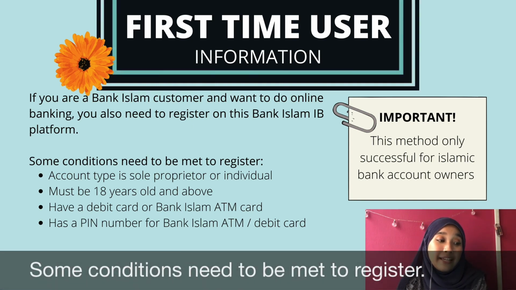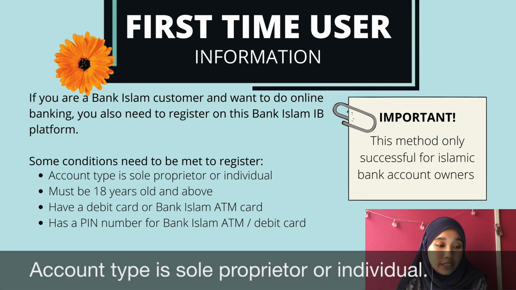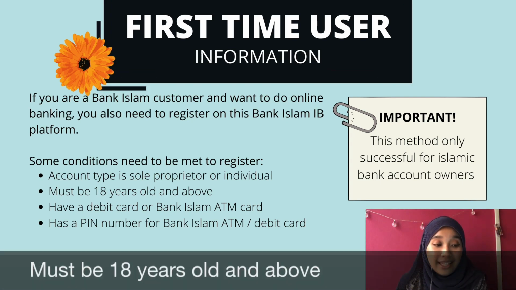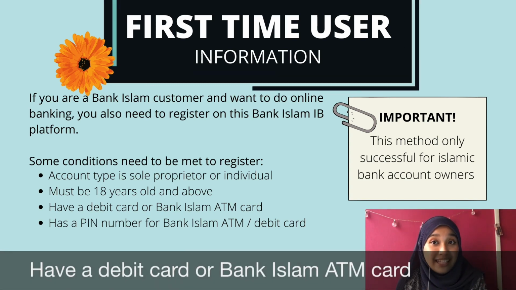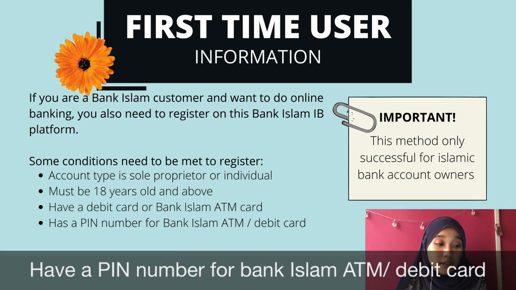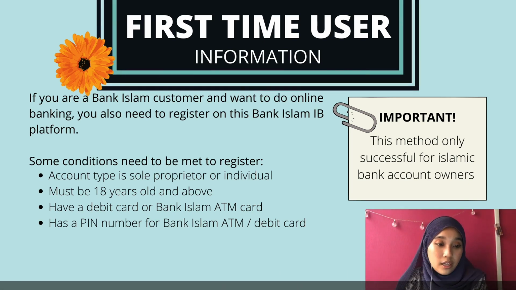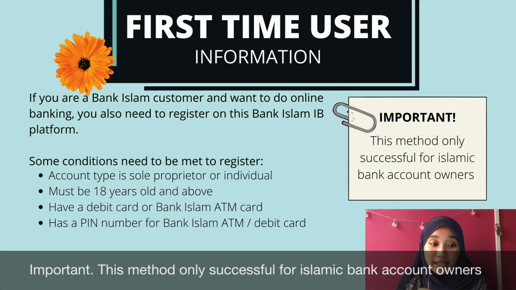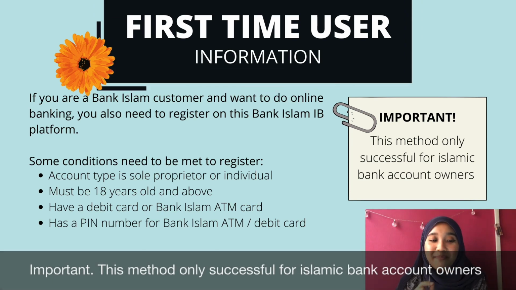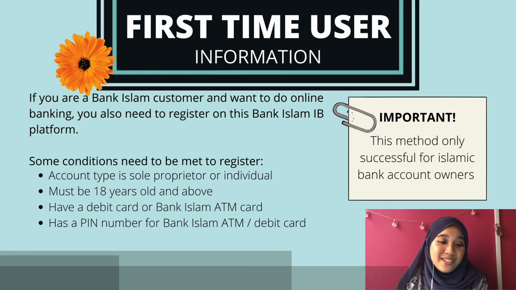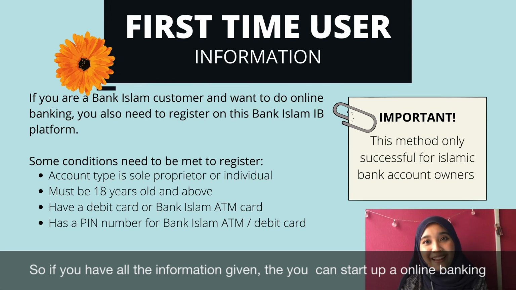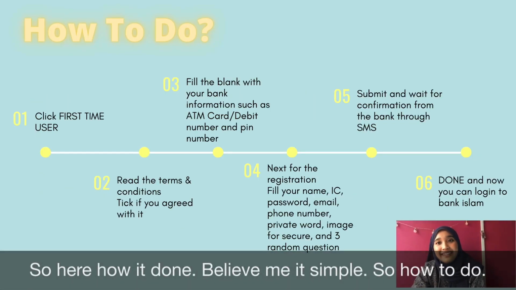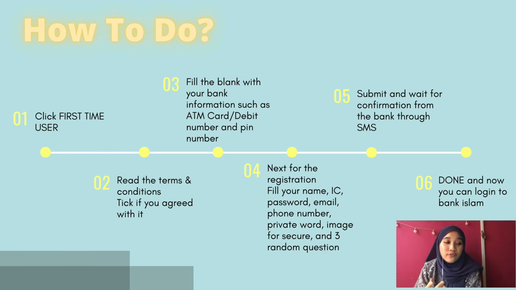Some conditions need to be met to register. Account type is sole proprietor or individual, must be 18 years old and above, have a debit card or Bank Islam ATM card, and have a PIN number from the Bank Islam ATM debit card. Okay, important. This method is only successful for Bank Islam bank account owners. So if you have all the information given, then you can start to have online banking. So here is how it's done. Believe me, it's simple.